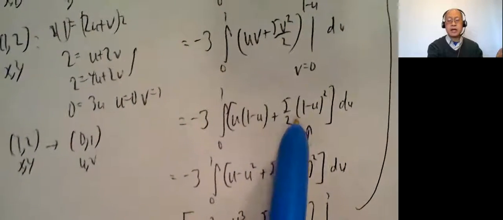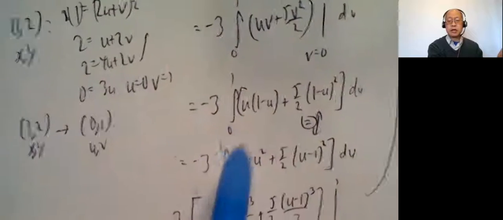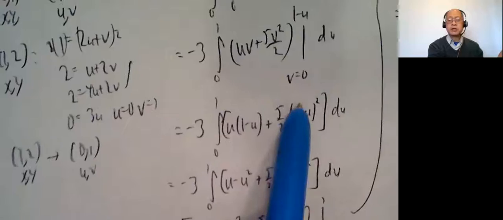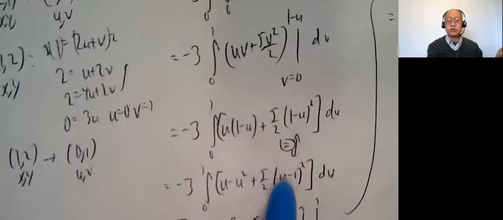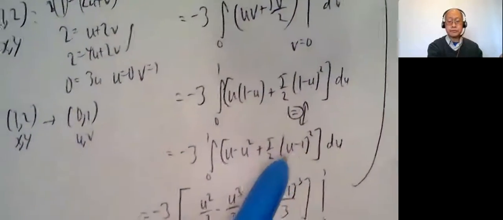Okay, and the easiest way to integrate is to not do a substitution. I thought that was too clumsy. Just distribute: u minus u squared plus 5 halves. 1 minus u squared is the same as u minus 1 squared. Okay, 1 minus u and u minus 1 are opposites. Therefore, when you square them, you get the same thing. So it's easier to explain it that way.